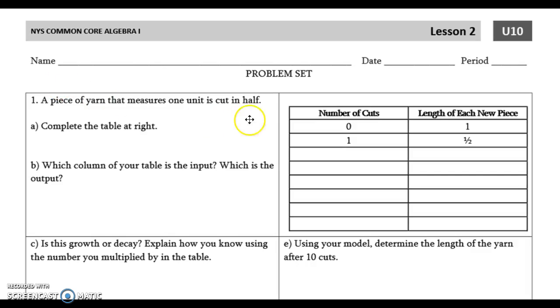Hello students, this is a video on my lesson 2 in Unit 10 on exponential functions. I'm going to work through some of the problems in the problem set because I was contacted by students and they said they had a hard time. So let's take a look at the first one.